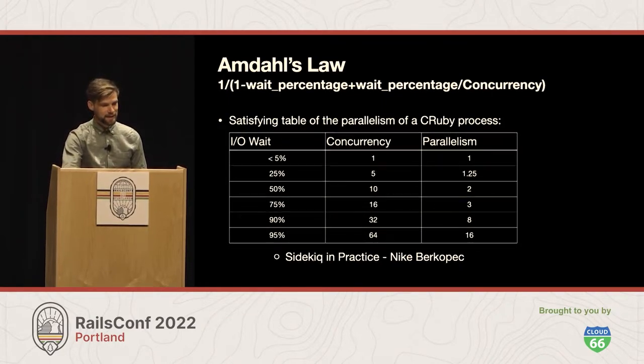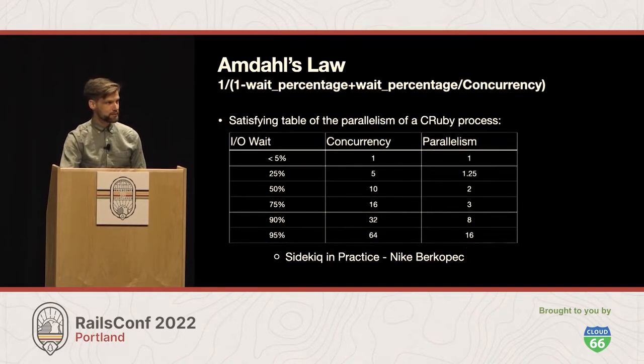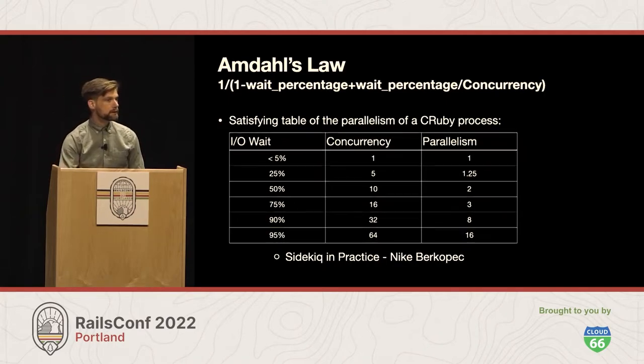And as your I/O wait grows, so again, if you're downloading images, it actually might take a while for your background job to fully download that image. Your I/O wait time might be 90%. And the rest of the time might be a quick image version that you're just cropping an image, for example. That might not take long. You could benefit from a higher concurrency of 32, where you would then, based on the calculation at the top, get a parallelism of 8.